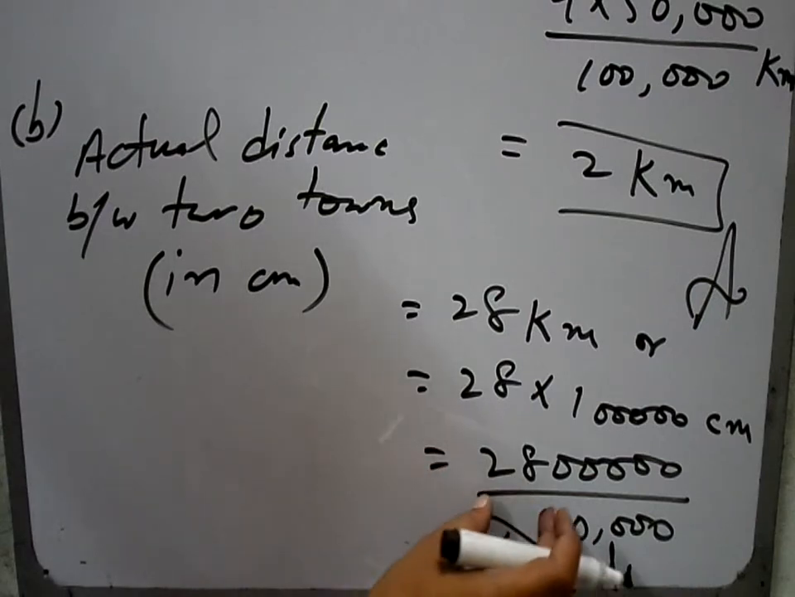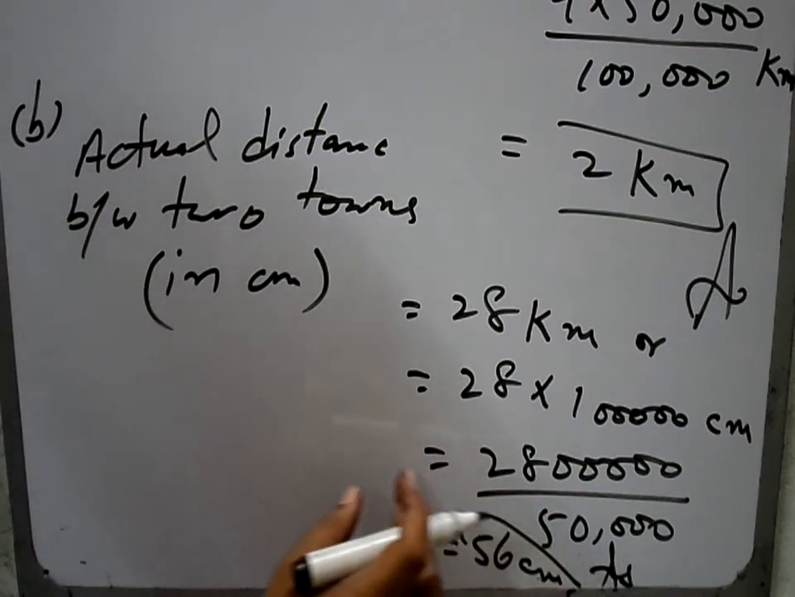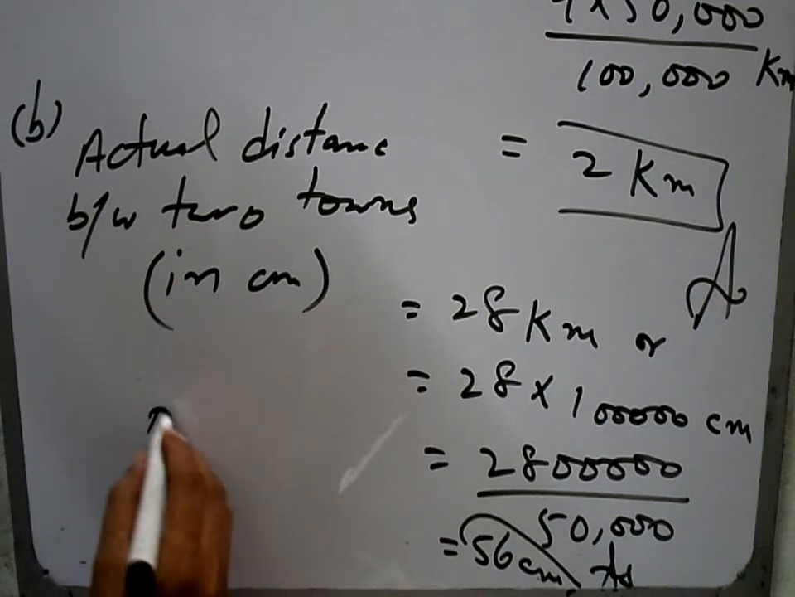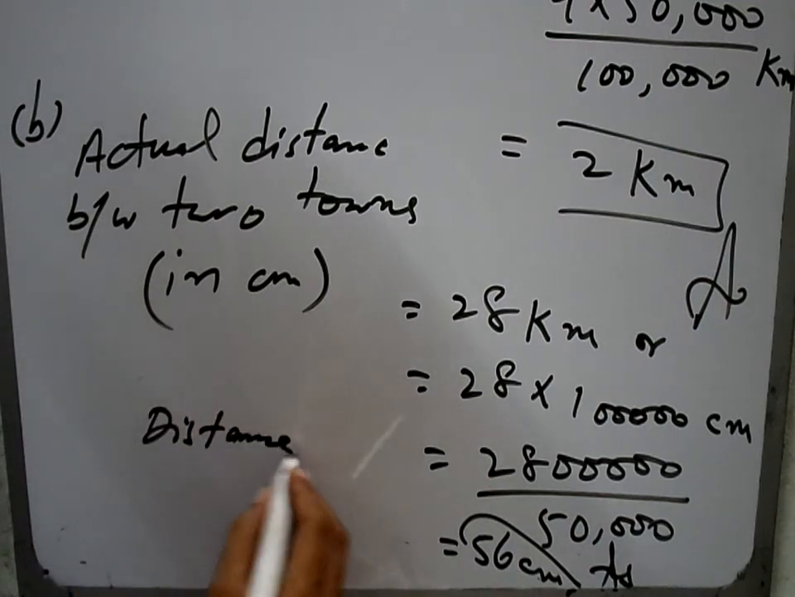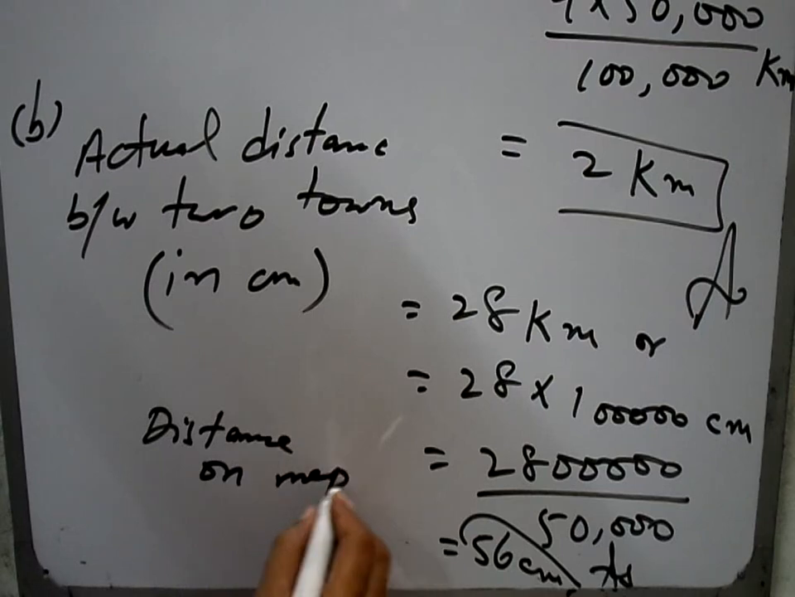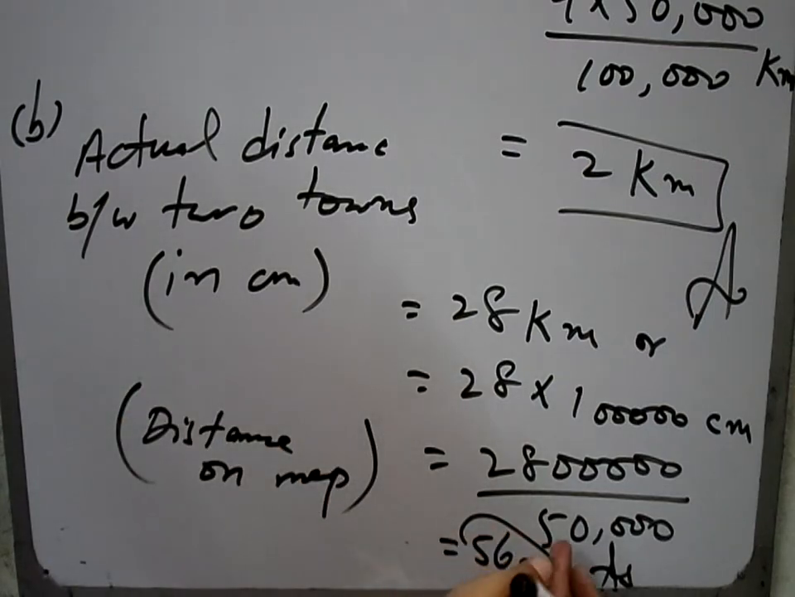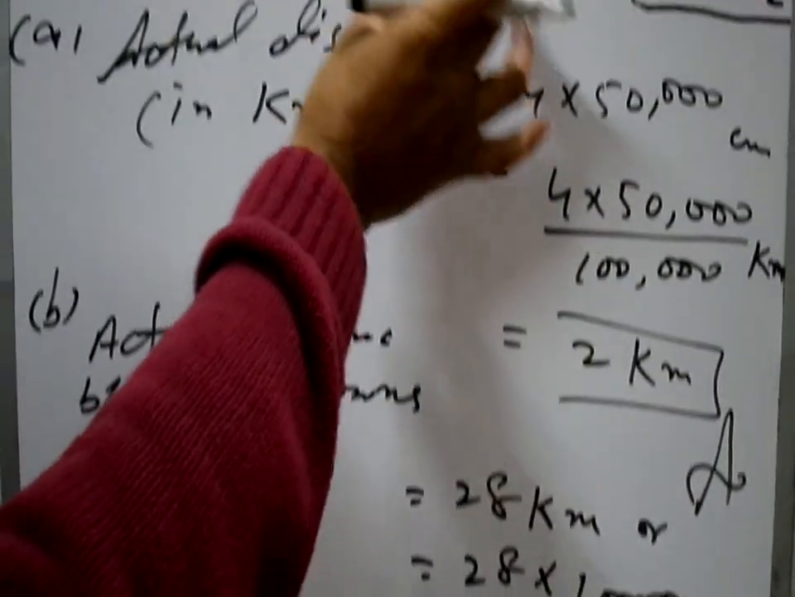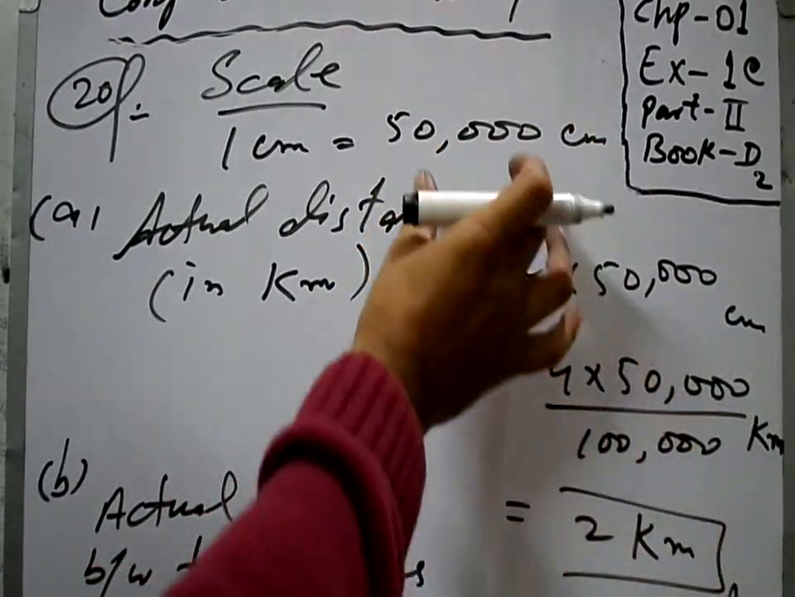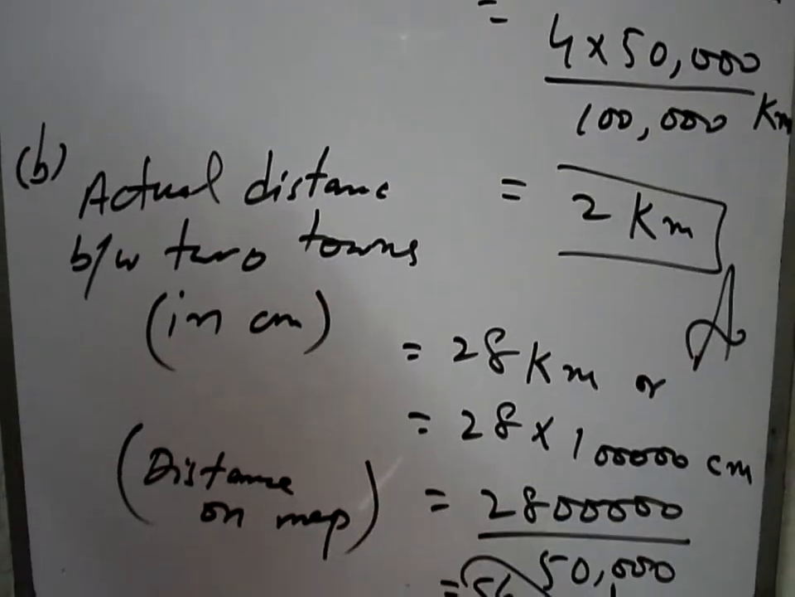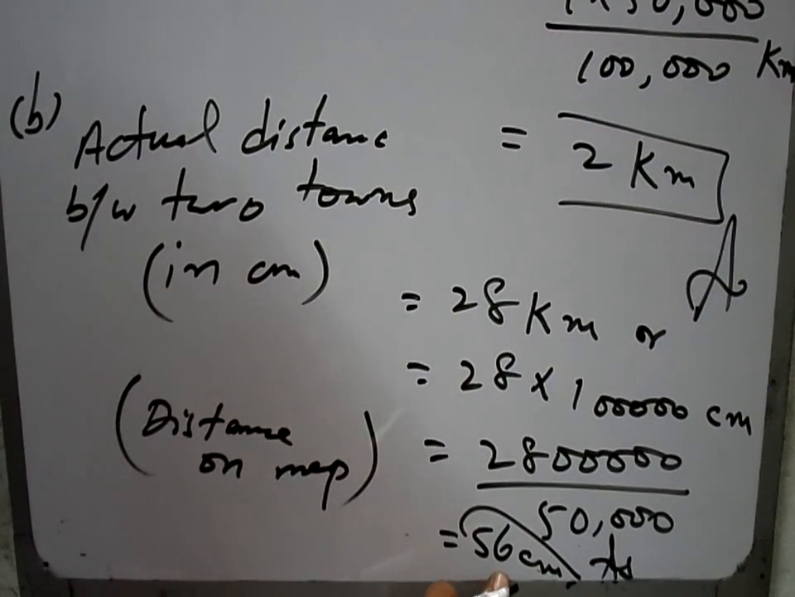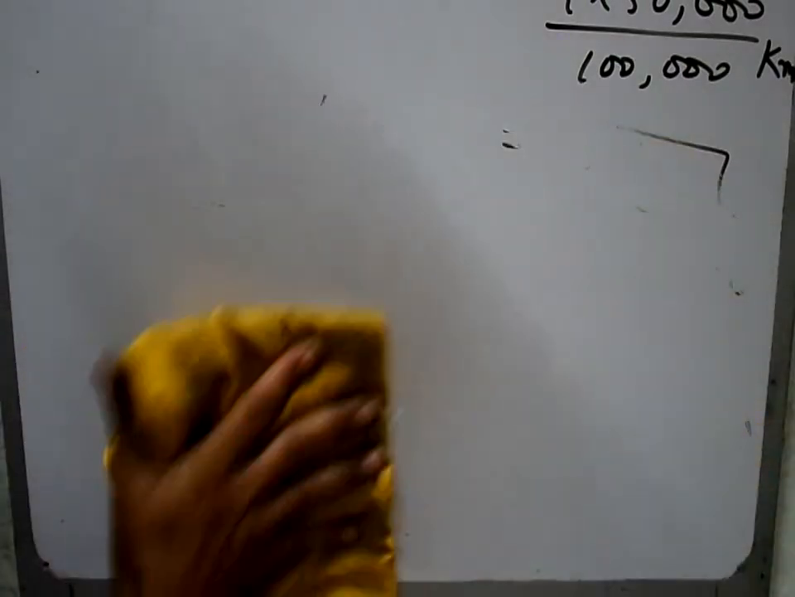So why we divide by 50,000? Because distance on map. Due to on map condition we have to divide by 50,000 because the scale factor is given to us, that is 50,000 centimeters. So on scale we have to draw the line equal to 56 centimeters. So now we have to discuss the C part of the same question. C part, that is given the area 12 centimeters square. Okay, C part.